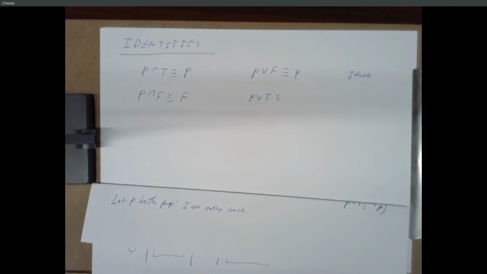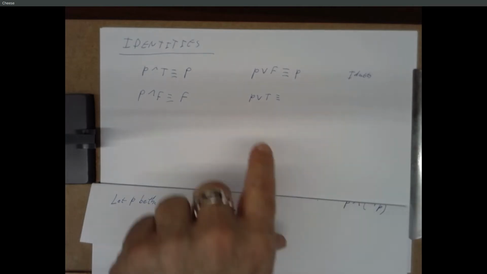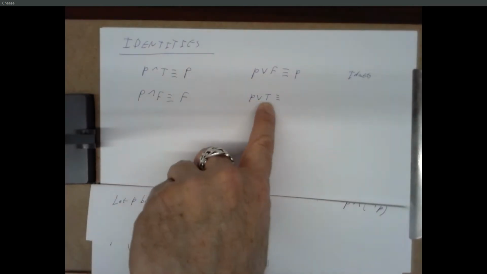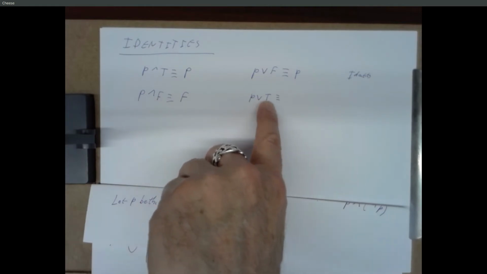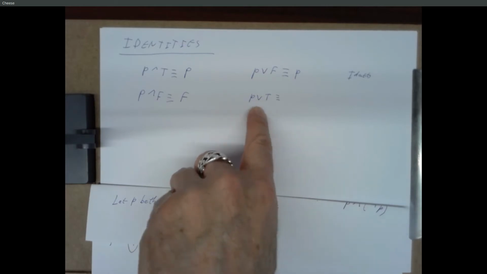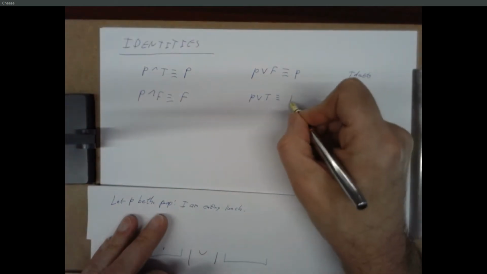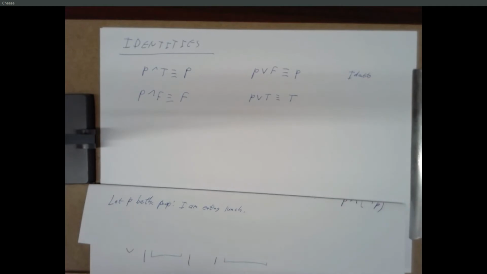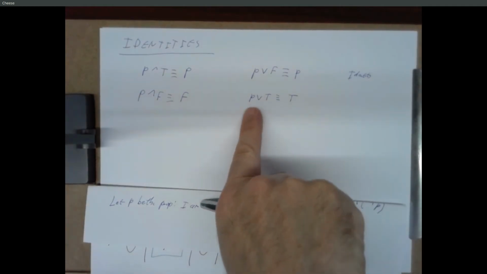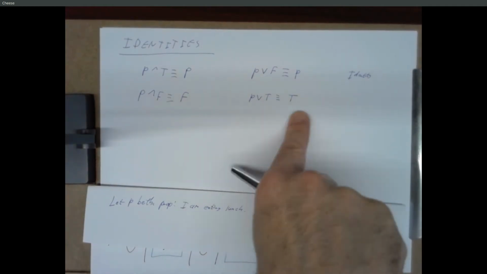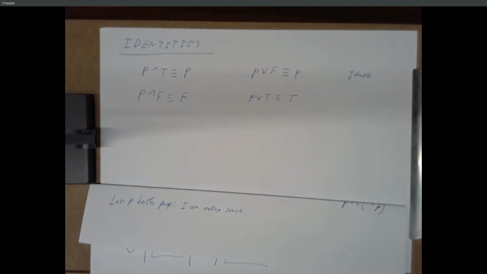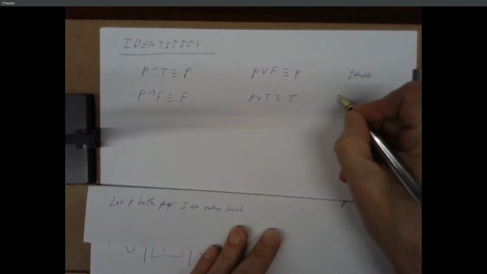And P ORed with true. So I am the Queen of England, or 1 plus 1 equals 2. What's the truth value of that statement? True. It's true because this second part is true, and we only need one of these things to be true for the OR to be true. It doesn't matter what the value of P is. P can be completely false, but since I'm ORing it with something that's true, the result is true. So this is a property called domination.